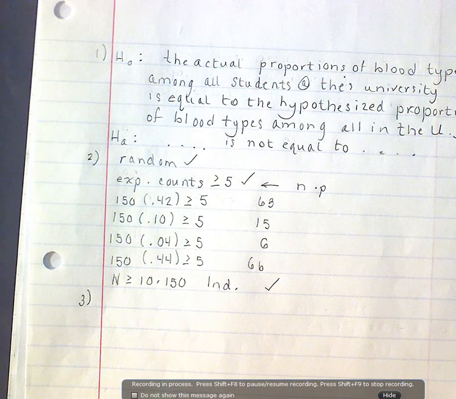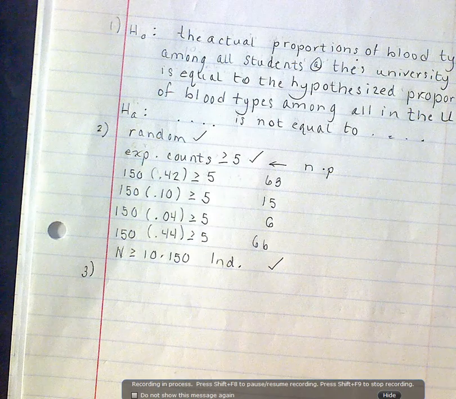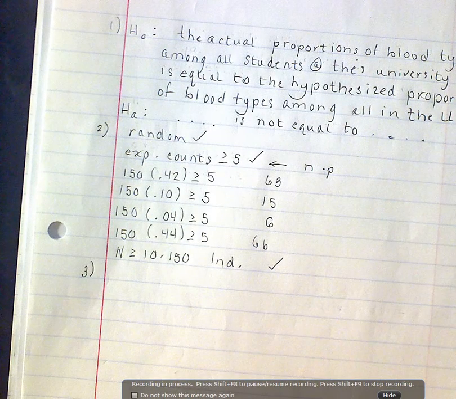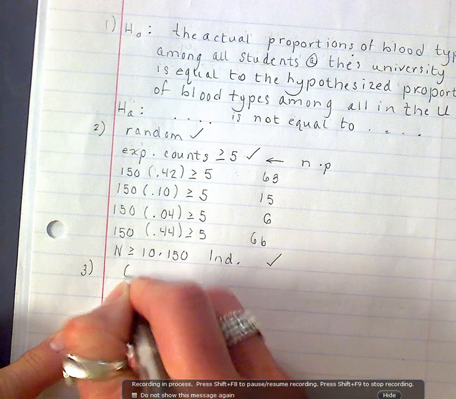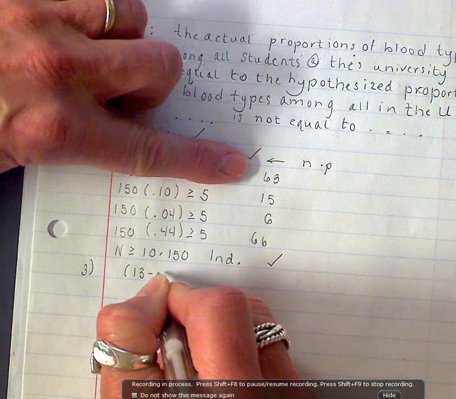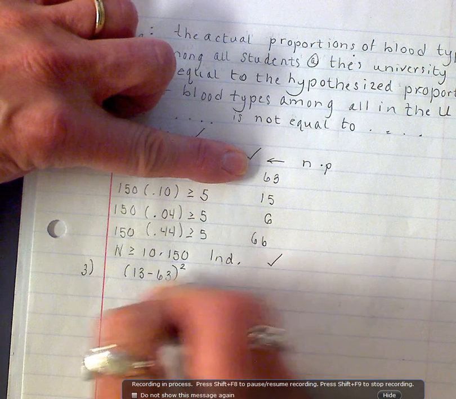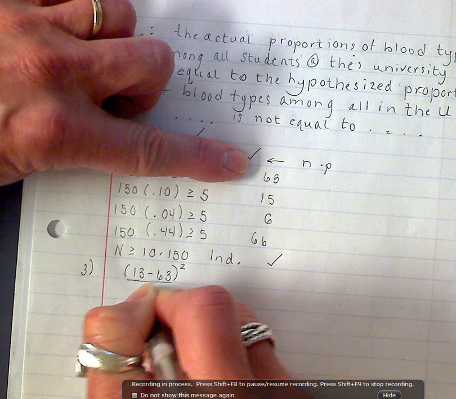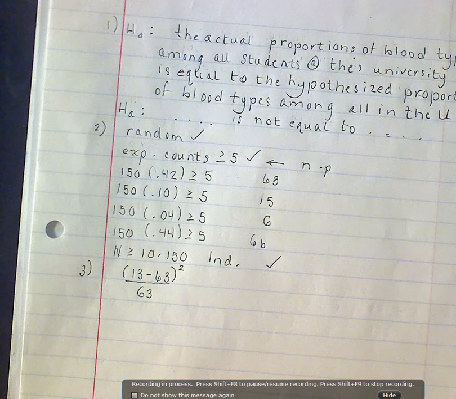Was it 13? Look at your list. I don't have my calculator handy. Observed, we observed 13. So I'm going to take 13 minus the number I expected, 63, square that quantity and divide by my expected. 13 is how many in my sample of 150 that had type A blood.